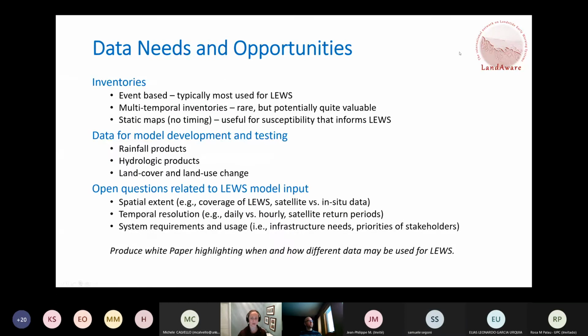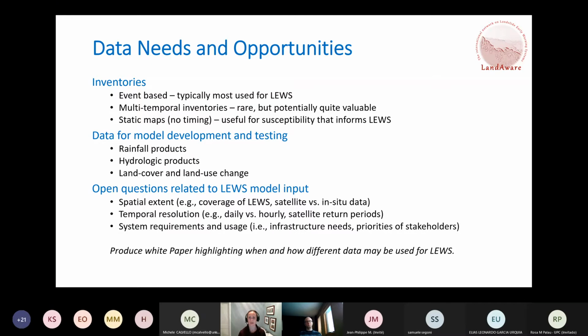The first topic that has been introduced is data needs and opportunities. And as we know, these can be organized into several different areas. This can be inventories, which really are foundational to advancing landslide early warning systems. These can include event-based inventories, multi-temporal inventories, either from media reports or other sources, and then static maps, which have other purposes.